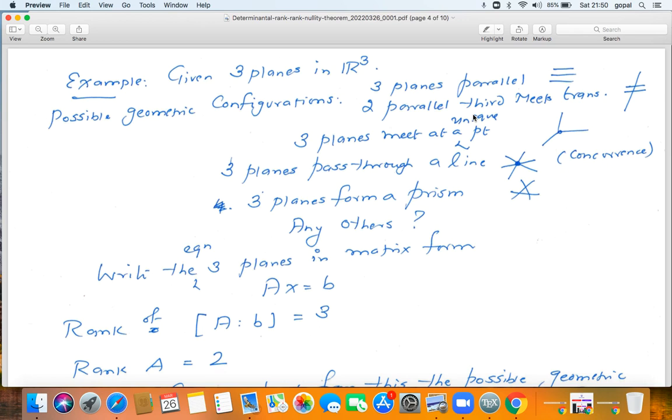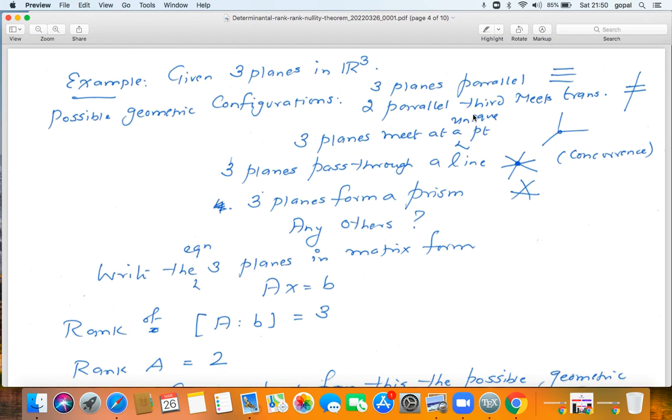Okay. Can the three planes be parallel? If the three planes are parallel, then the rank of A must be 1, right? So the parallel business is over. So which configuration is it? Maybe two of them are parallel and the third one intersects them transversely. Or all three planes pass through a prism. So how do you decide which of these two configurations is the correct one?